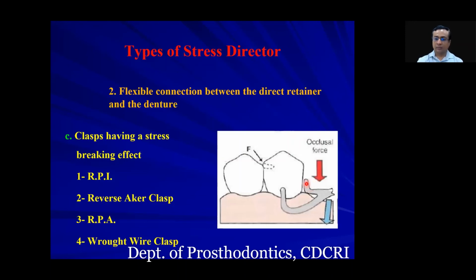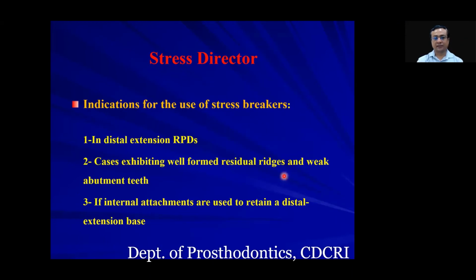If this proximal plate is continuously in contact with the abutment tooth, then the force will be transferred to the abutment tooth. But because this proximal plate under occlusal force is not contacting the abutment tooth, it is not transferring the stresses to the abutment tooth. Therefore, it is known as having a stress breaking like effect. So these are the different types of the stress director.